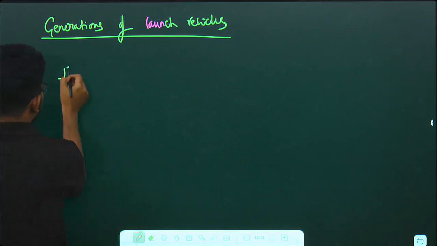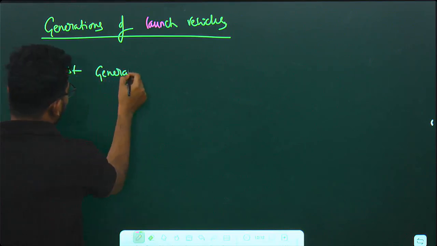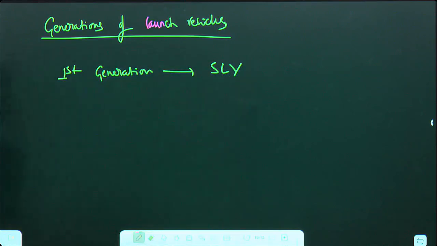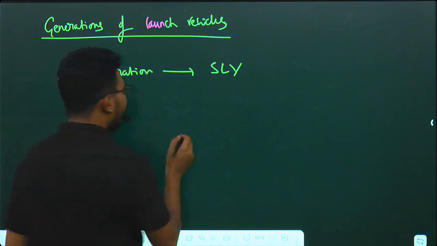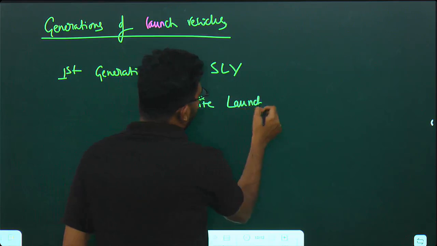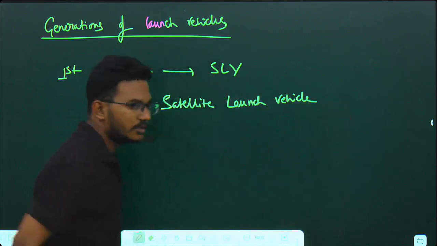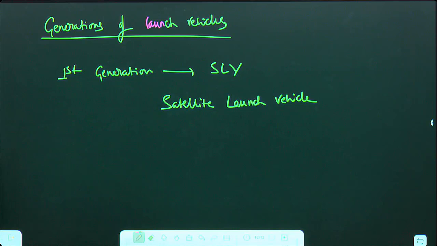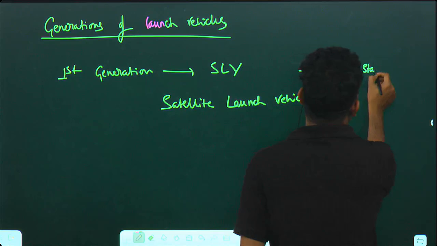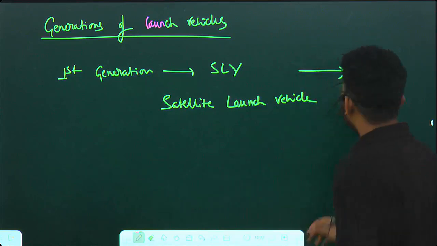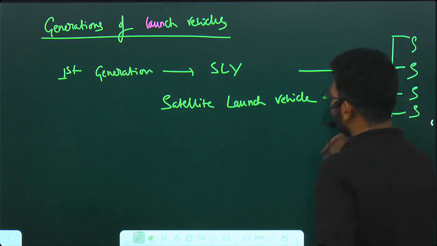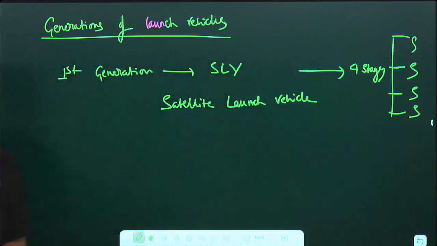So the first generation launch vehicle is called SLV. What is SLV? SLV means Satellite Launch Vehicle. It has 4 stages of fuel. How many stages? 4 stages of fuel, and the 4 stages are solid, solid, solid, solid.